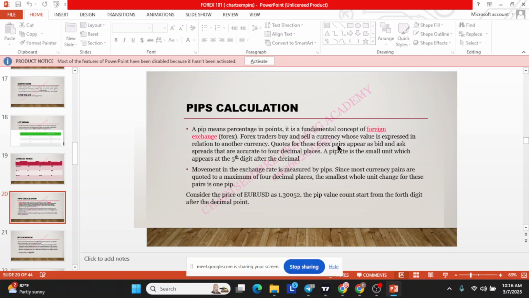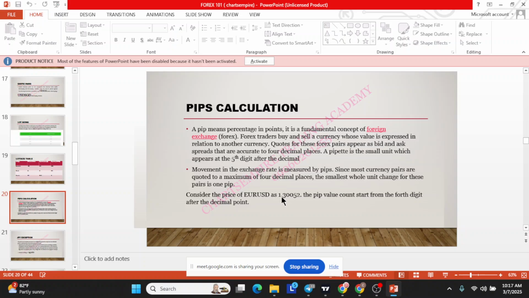What is a pip? A pip simply means percentage in point, and I told us that it is a measurement tool that we use in the forex market. It helps us to know price movement from one particular point to another. From what we are currently seeing here, it says consider the price of EUR USD as 1.30052. The pip value count starts from the fourth digit after the decimal point.